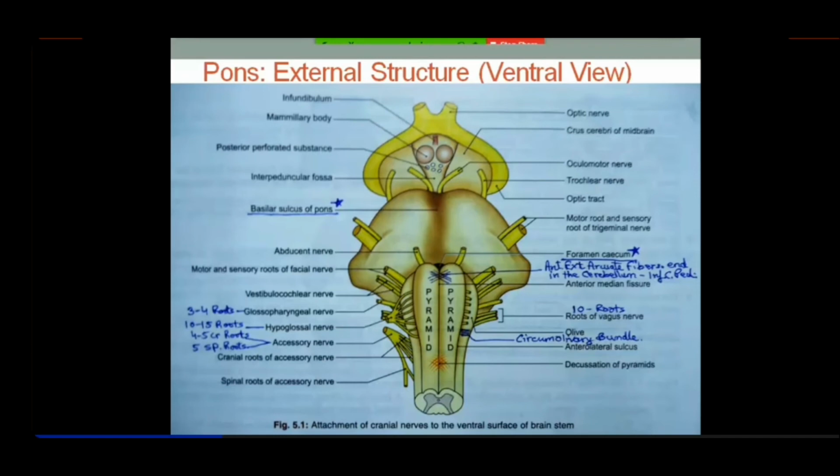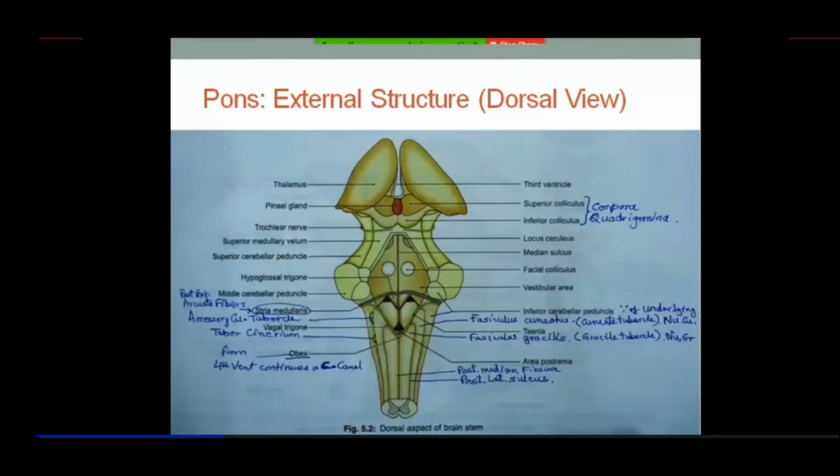Foramen cecum you must have heard, studied in the hard palate also, anteriorly.